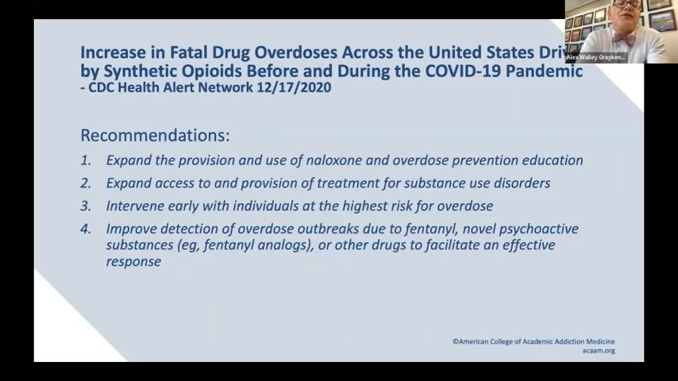Some recommendations from a CDC Health Alert Network on how to address this was to expand the provision and use of naloxone and overdose prevention education, to expand access to and provision of treatment for substance use disorders, to intervene early with individuals at highest risk for overdose. I would say in order to intervene early, the best way is through using harm reduction engagement efforts, and then improving detection of overdose outbreaks due to fentanyl, novel psychoactive substances, or other drugs.